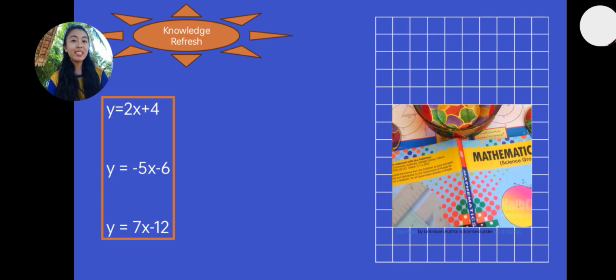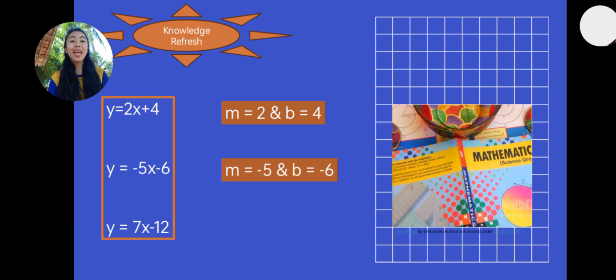What is your answer for the first linear function? Correct. We have m is equal to 2 and b is equal to 4. What about for the second linear function? Awesome. We have m is equal to negative 5 and b is equal to negative 6. And what about for the last linear function? Excellent. We have a slope of 7 and a y-intercept of negative 12. You're really sharp with linear functions, class.